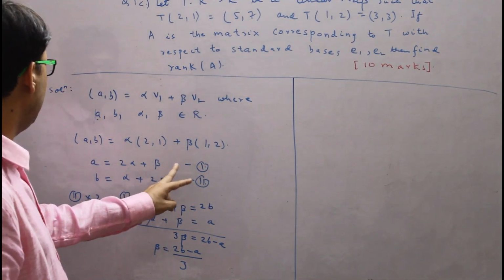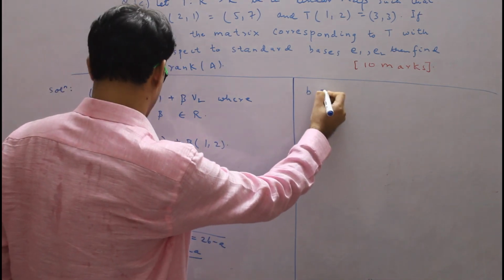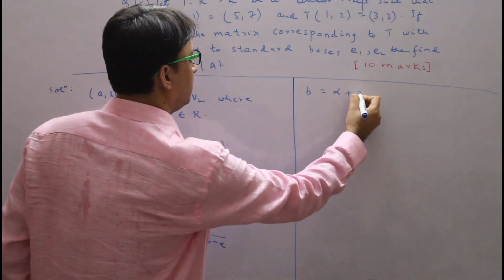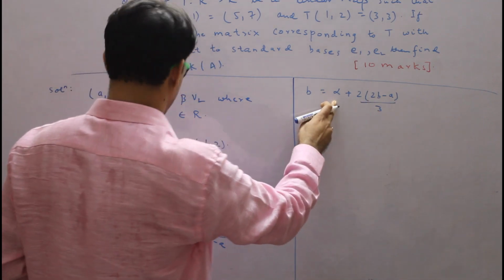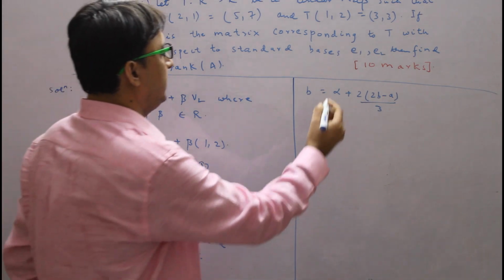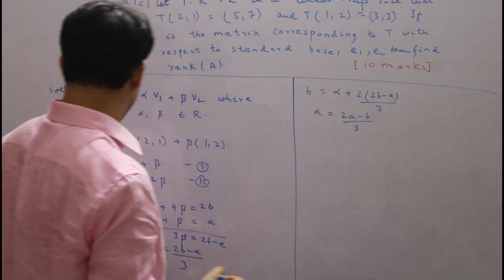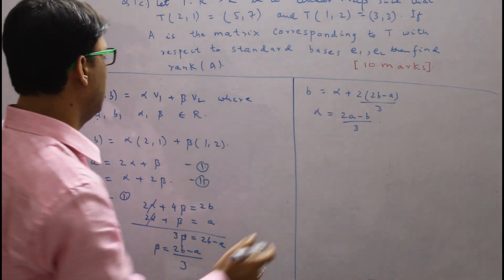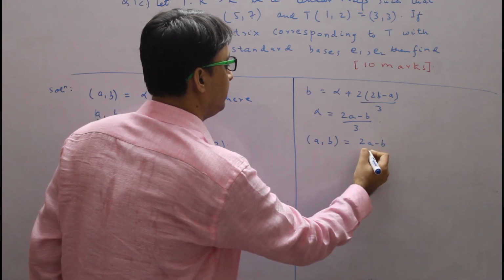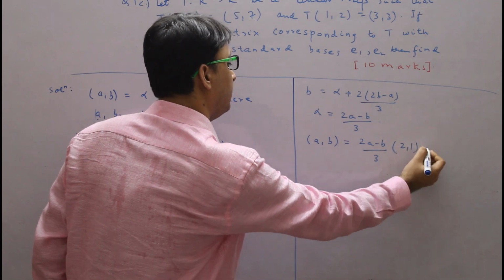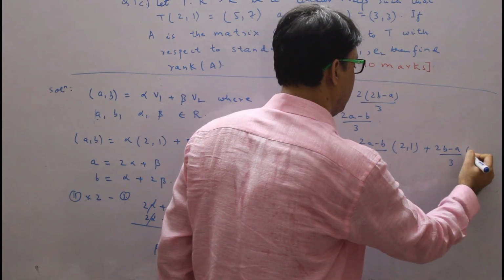So we can put this value in any equation and get our answer for alpha. So we will write b is equal to alpha plus 2 beta, which gives b equal to alpha plus 2 times (2b minus a) divided by 3. If we solve this equation, we will get alpha is equal to (2a minus b) divided by 3. So we have got the values of alpha and beta. We'll put them in, so we can write (a, b) is equal to (2a minus b) divided by 3 into (2,1) plus (2b minus a) divided by 3 into (1,2).